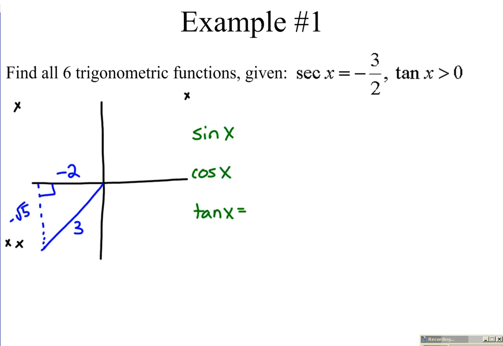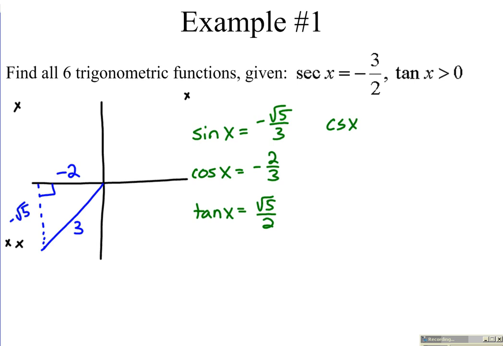Sine, cosine, and tangent. Sine is opposite over hypotenuse, -√5 over 3. Cosine adjacent over hypotenuse, -2/3. Or reciprocal of secant. Either way, we could have gotten that solution. Tangent opposite over adjacent, √5 over 2.